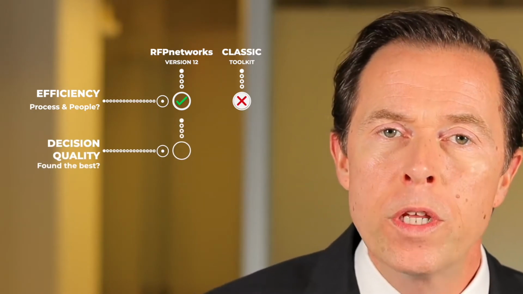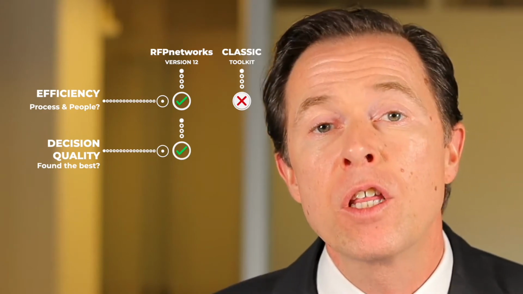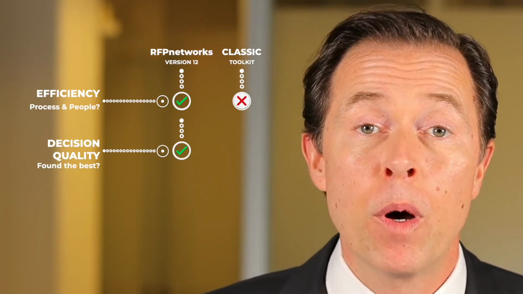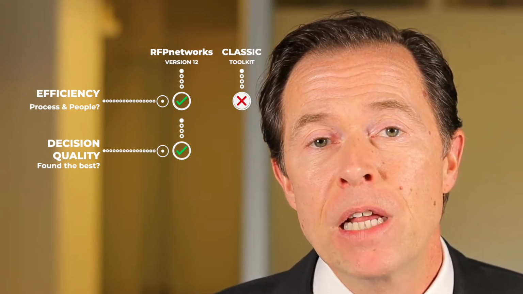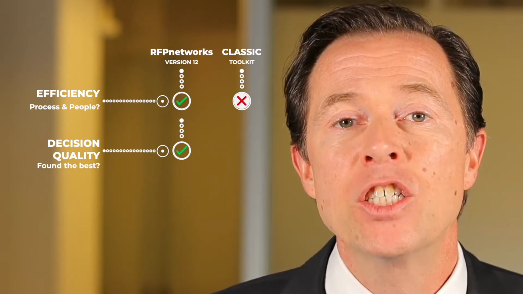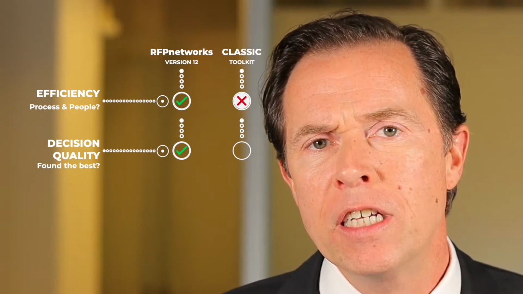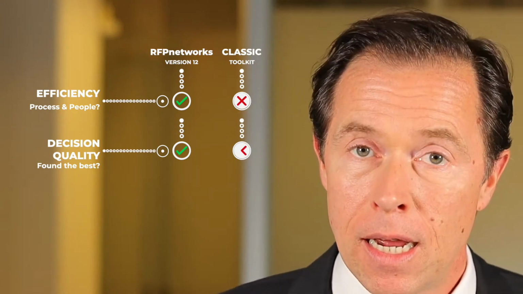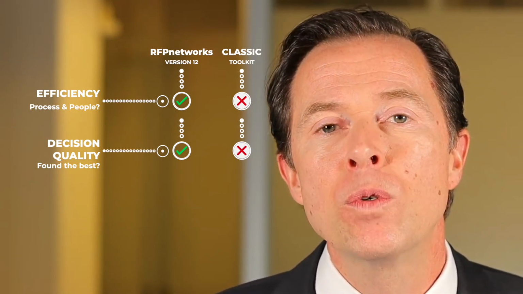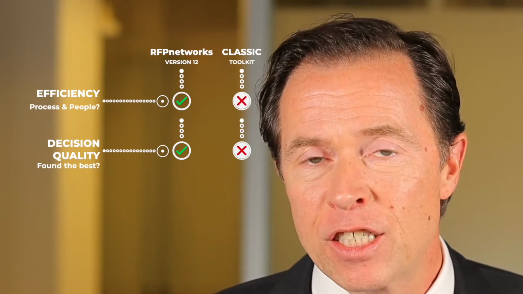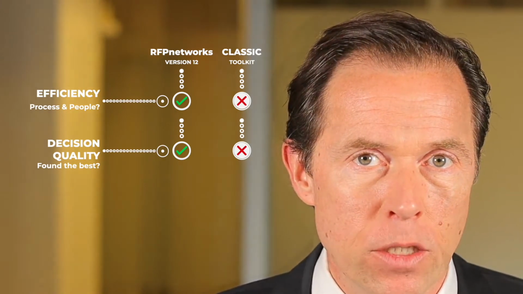Decision quality. Will you find the best asset manager? RFP Networks pushes all the data on all the relevant asset managers through your process, so your people will uncover new managers and be able to evaluate more managers deeper, and you will find the best asset manager. In contrast, the classic toolkit constrains the breadth and depth of your research and your universe. It takes too long to do in-depth analysis beyond a long list of maybe 10 managers.